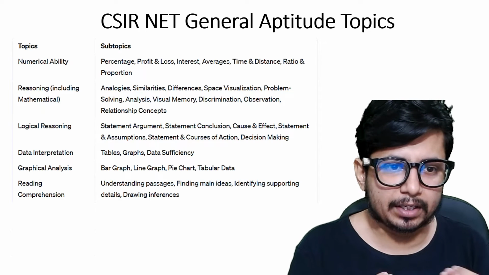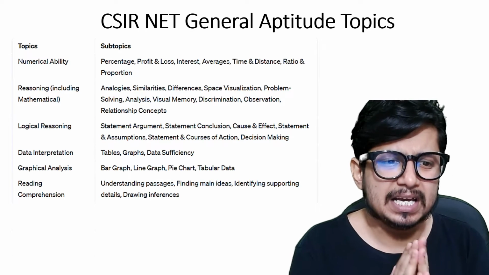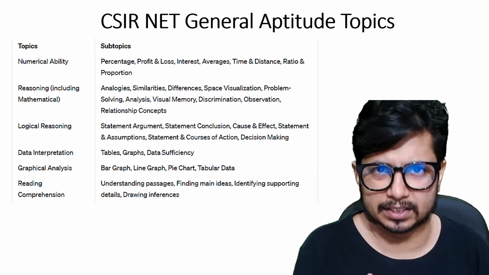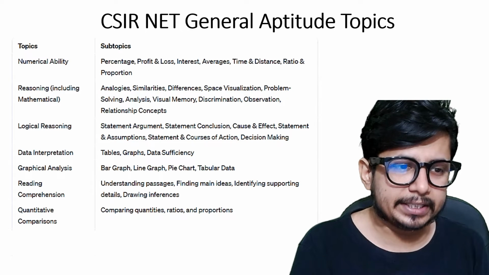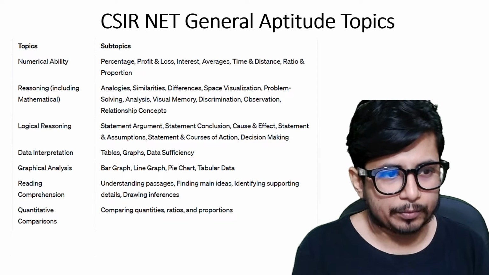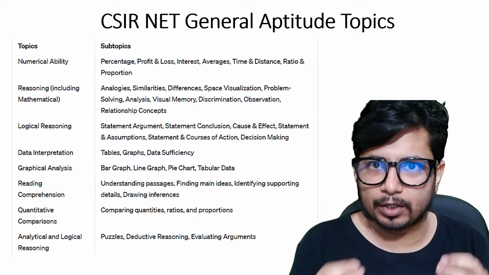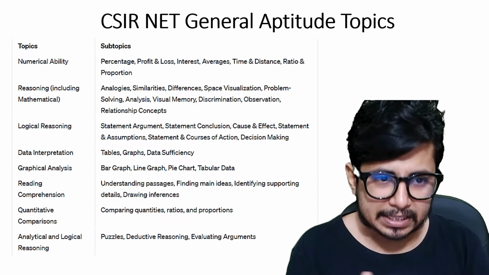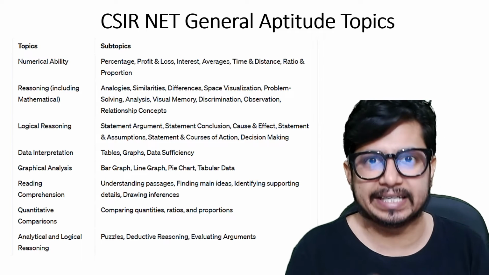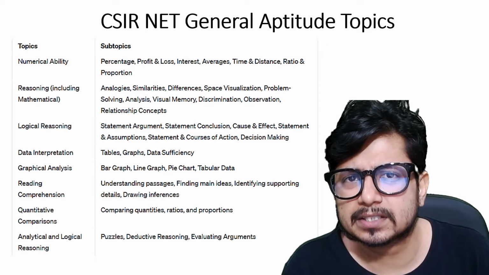Then comes reading comprehension, understanding passages, finding main ideas, which is exactly not touched in the CSIR NET Life Science General Aptitude paper. Then comes quantitative comparisons, comparing quantities, ratio and proportions, which are also very, very important. And finally, analytical and logical reasoning, where you have puzzles, deductive reasoning, as well as evaluating arguments based on statements. So these are all the different topics and subtopics.